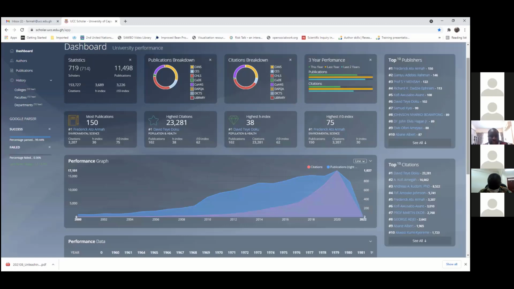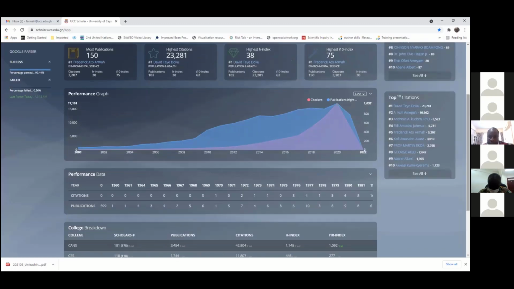Then, as you go down, we have a graph, and here they are superimposed. We have a graph of citations and then the graph of publications superimposed. If we were to uncheck the citations, you realize that we only have the publications. The information that we have here shows that from 2000 to 2010, we didn't do much when it comes to publications. Our publications started soaring from 2010 onwards.